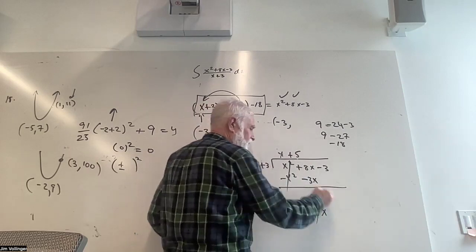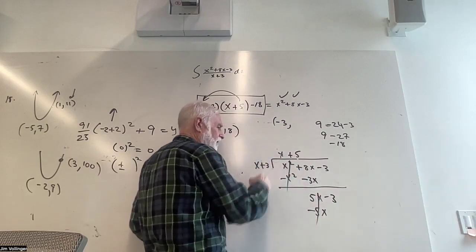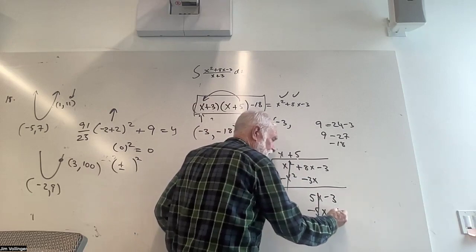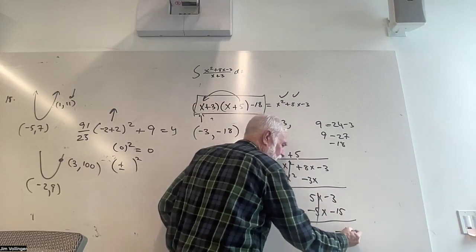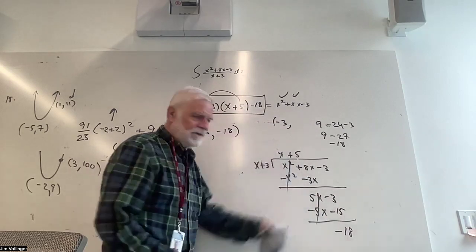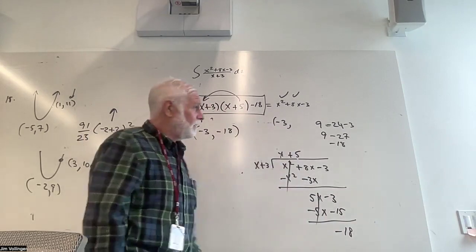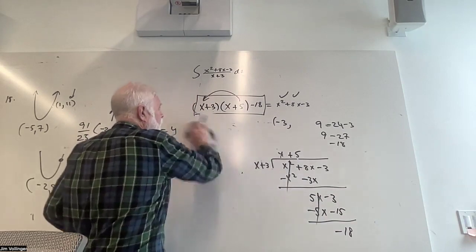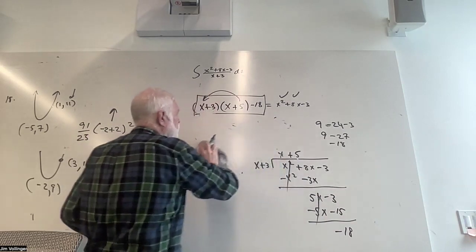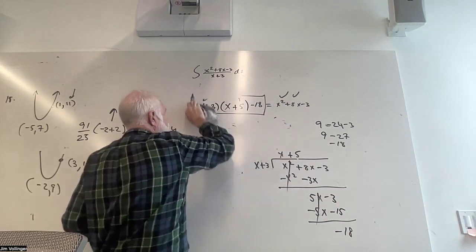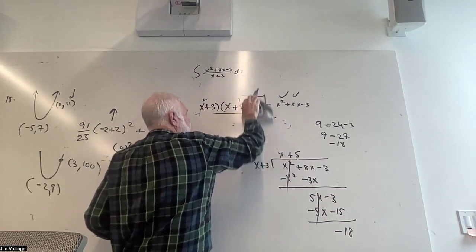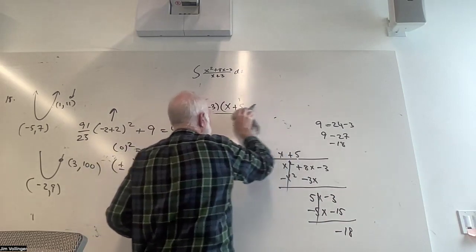5 times 3, well, let's bring down the -3 here. 5 times 3 is 15. I like to change the sign and add. And there's our -18. So this is just a mechanism for keeping track of what we need to have happen. Now, the nicer way to write this is as follows. Bringing the -18 into the parentheses.